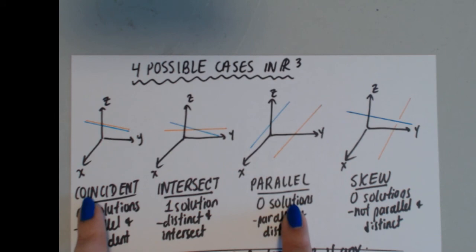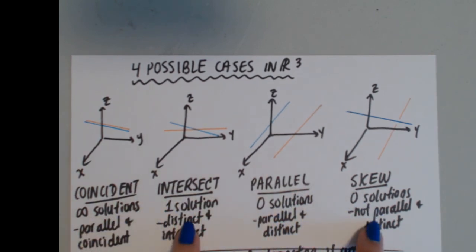Likewise, if I find that the slopes and the direction vectors are not the same, or at least if the direction vectors are not scalar multiples of each other, that means that they can't be these 2 cases. So now you're dealing with the 2 cases of skew or intersect.